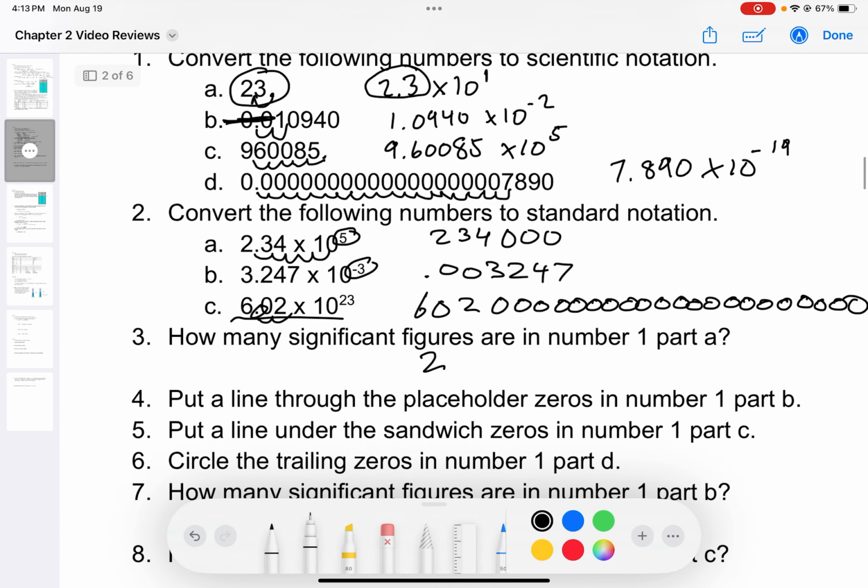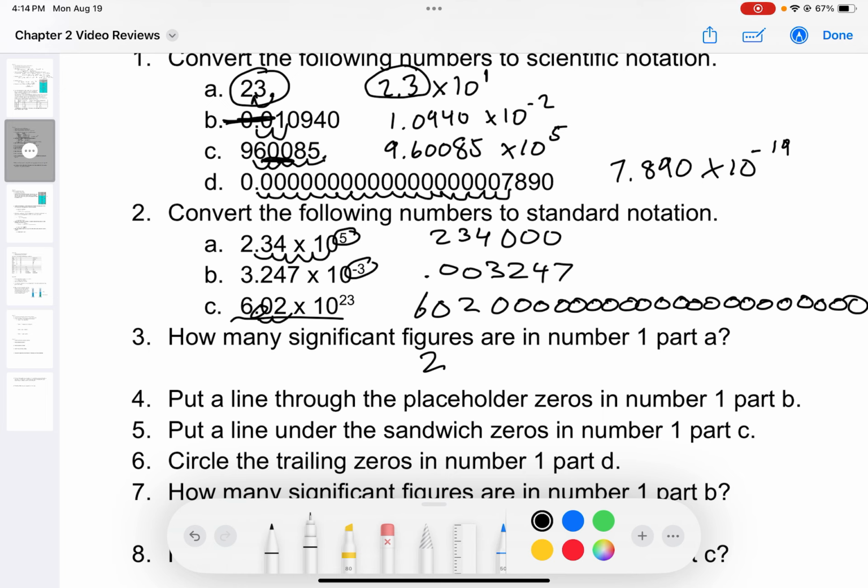Number 5 says put a line under the sandwich zeros in number 1, part C. Well, sandwich zeros are exactly what you'd think with a sandwich. In a sandwich, you got the bread, then what you put in, then more bread. So sandwich zeros are zeros that occur in between 2 non-zero numbers. These right here are the sandwich zeros.